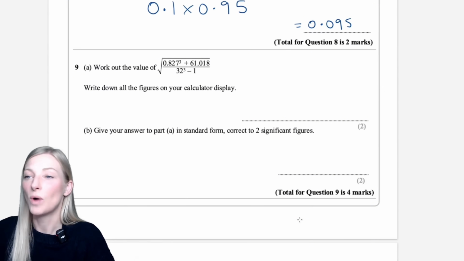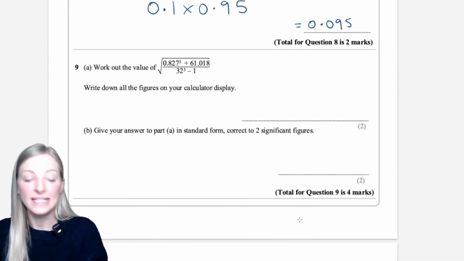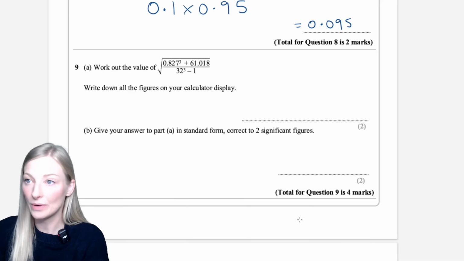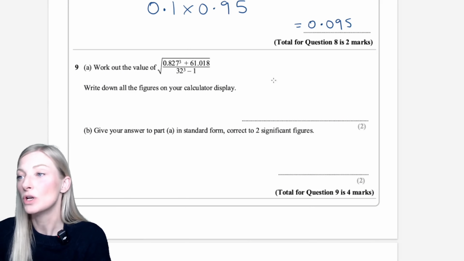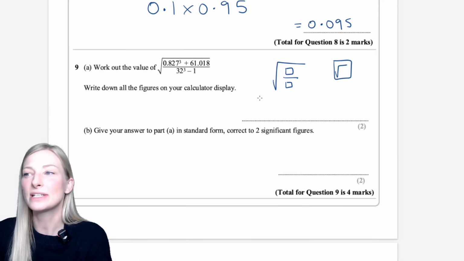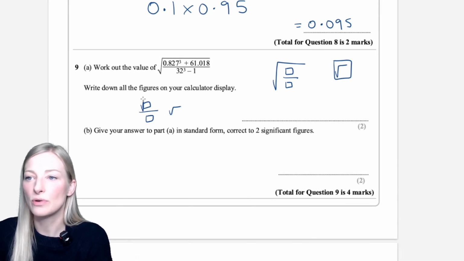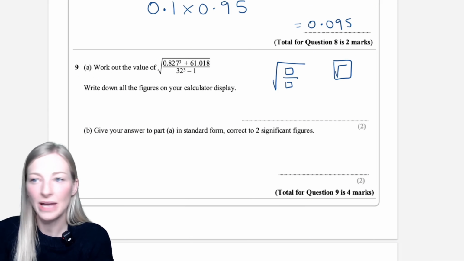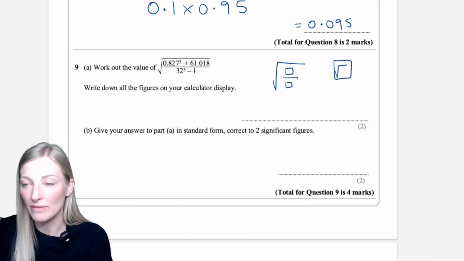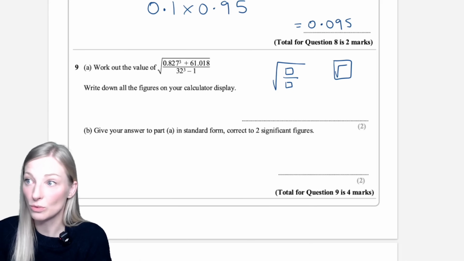Question number 9, work out the value of this. So this is testing your ability to use your calculator. The first thing you're going to do is press the square root. Because my square root goes all the way around the fraction, I want to press the square root button first. If I press the fraction button first, and then I press the square root, it's only going to go on the top. So just make sure, have a look at your calculator display. Is the square root going all the way around or is it just on the top? And here we're going to press the square root first and then the fraction button to make sure it goes around it all.